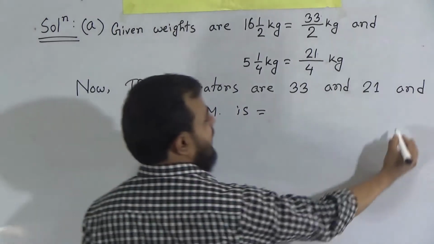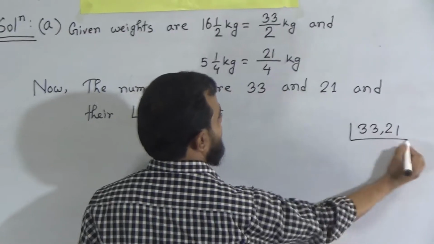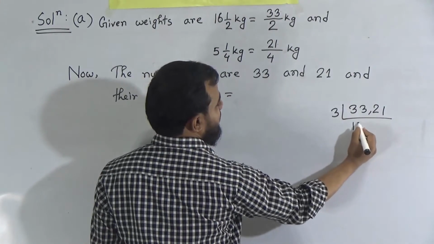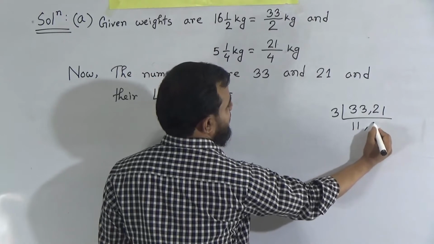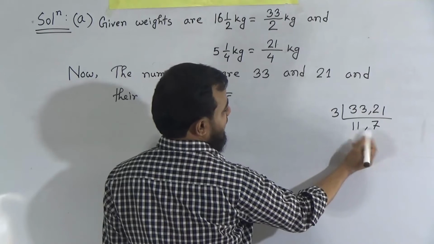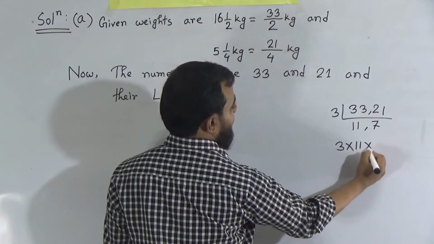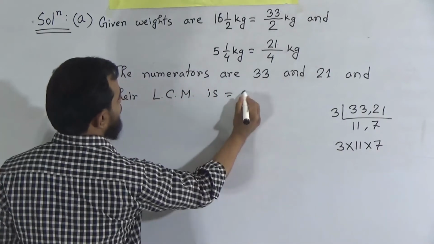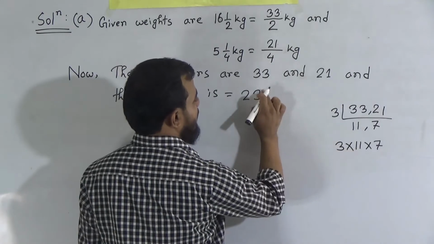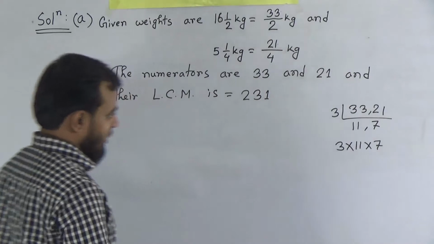LCM is, we can do it roughly, 33 and 21, okay. We can divide both the numbers by 3. We will get 11, as 3 elevens are 33, and 7, as 3 sevens are 21. No other number can divide both 11 and 7. So our LCM will be 3 multiplied by 11 multiplied by 7, that's equal to 231. It's a simple multiplication. You can use a simple calculator to do this multiplication, okay.